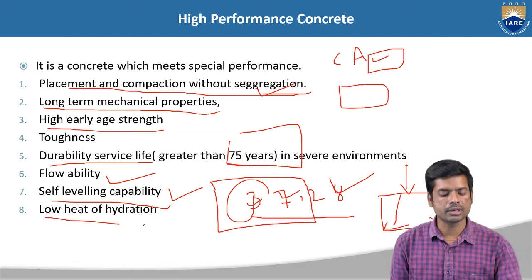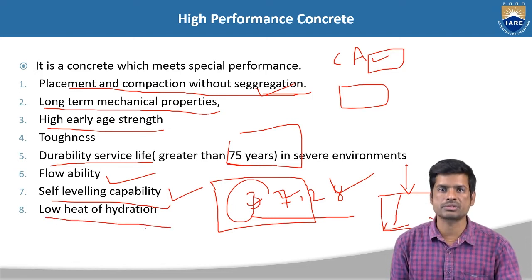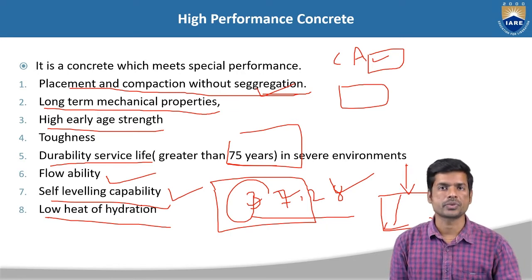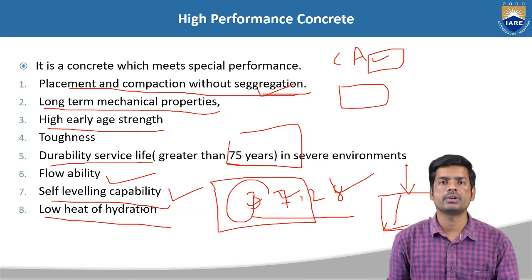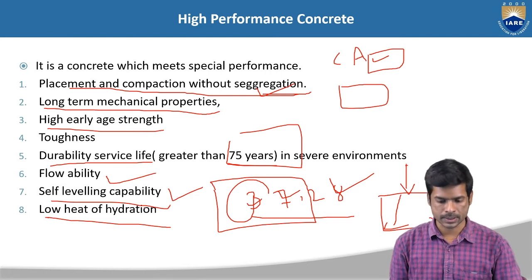And next, low heat of hydration. The heat of hydration is also very, very less. That means the heat generation from the concrete is less. Whenever you add water into the cement, it is going to generate some heat, right? So that heat evolution is also less in this type of high performance concrete.